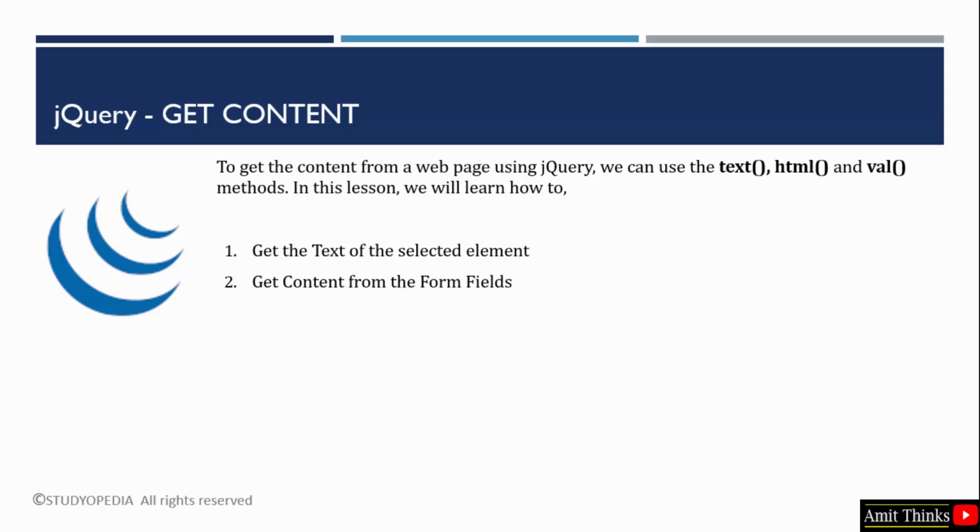So you can easily get the content from a web page. For that, you can use the built-in methods provided by jQuery, such as text, HTML, and val. So in this lesson, we will see the following two examples so that we can understand how we can get the text of the selected element and how we can get the content from the form fields. So let's start.